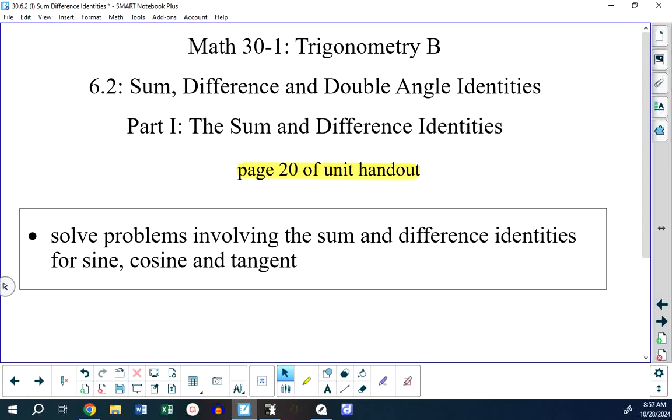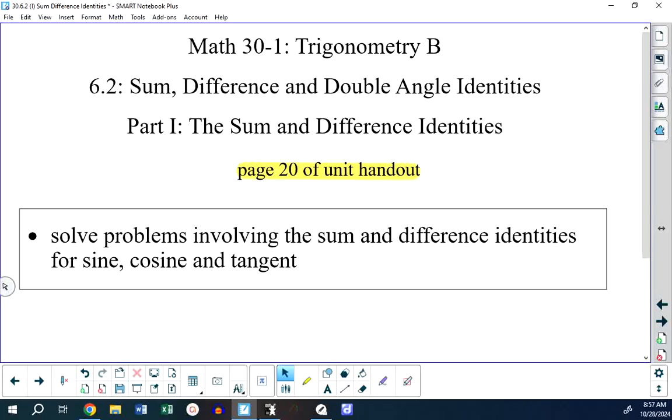So we're looking today at section 6.2, part 1. 6.2 covers sum identities, difference identities, and double angle identities. We're going to do the sum and difference identities today. Then we will do the double angle identities tomorrow. And then we're going to put it all together on Wednesday and look at proving identities.